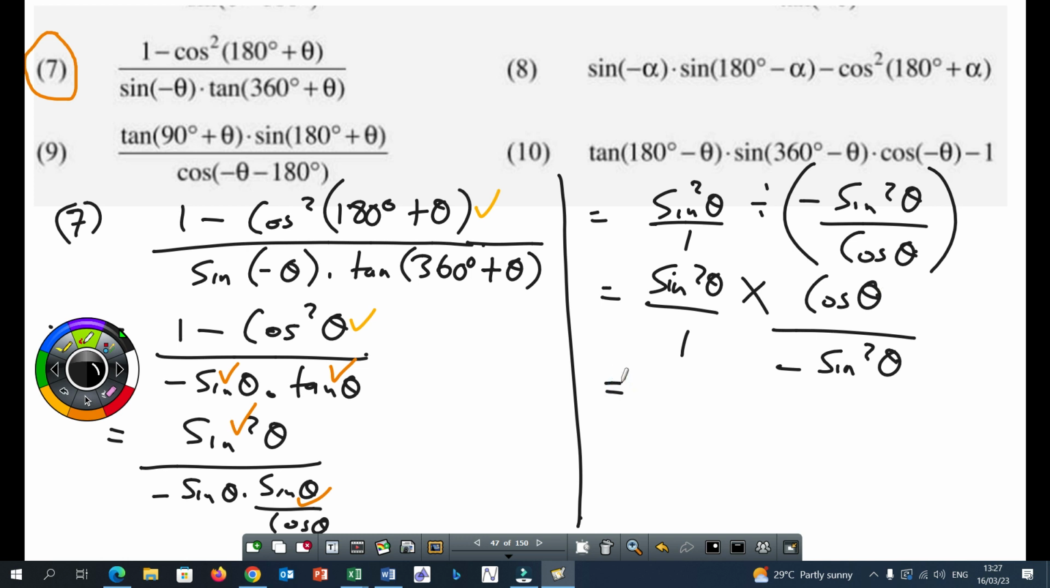Alright. Then from here, that sine squared, then your denominator here should be a negative, so the final answer will be minus cos theta.